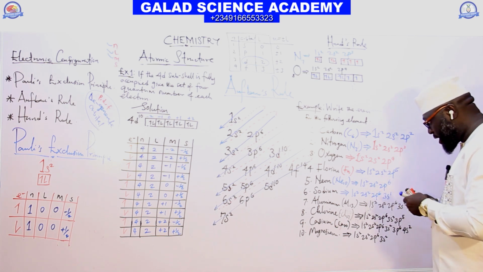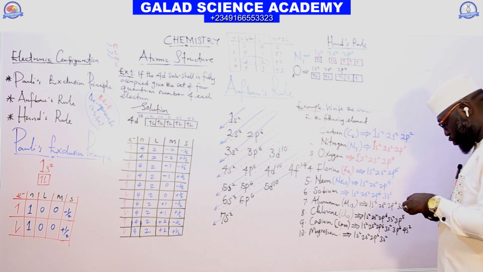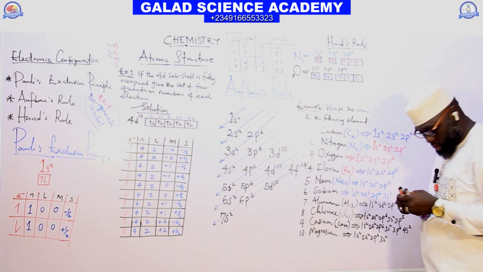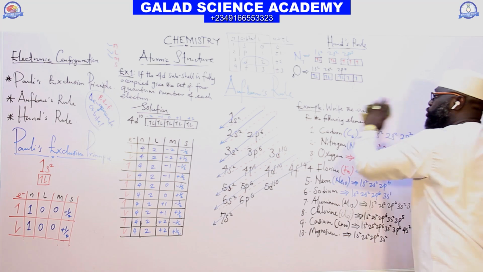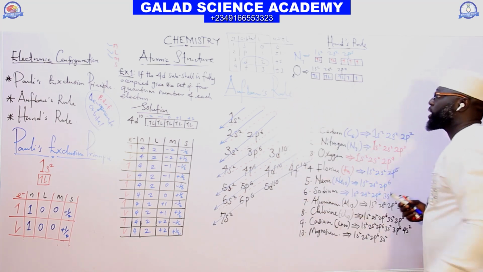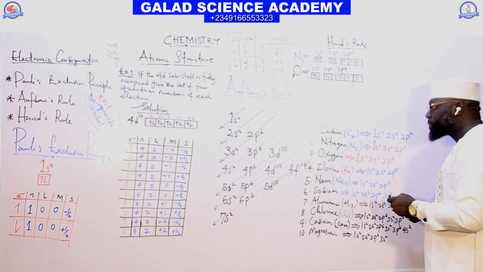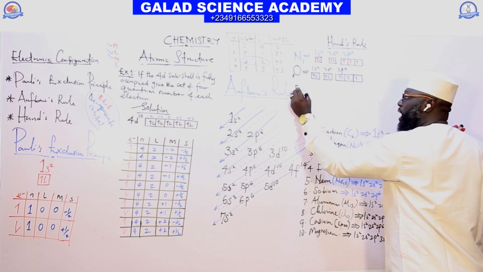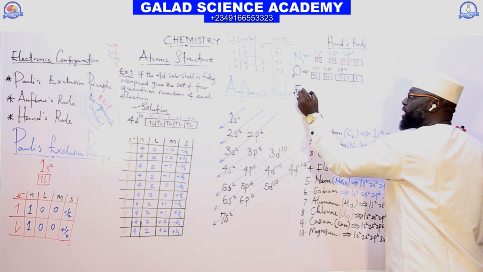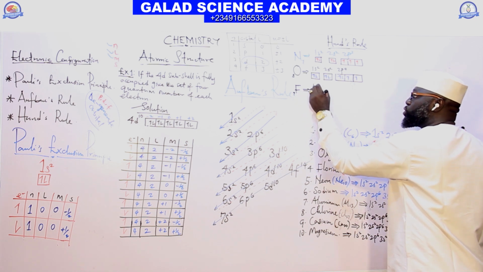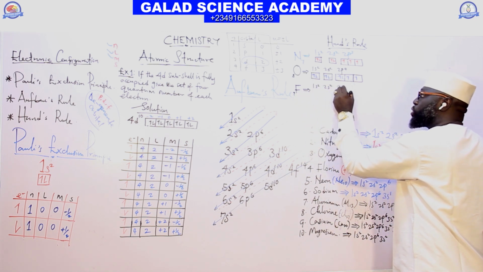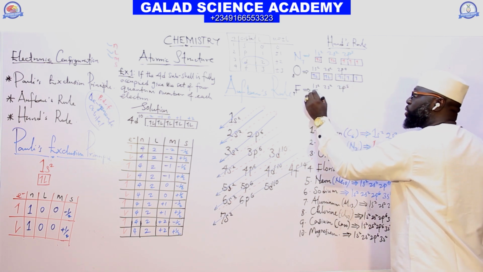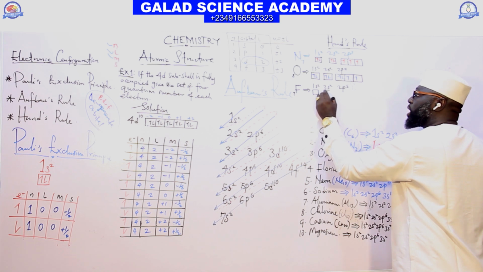So let me put 2 more examples. Let us look at fluorine. Fluorine is atomic number 9, which is 1s2, 2s2, 2p5. By drawing the shell.